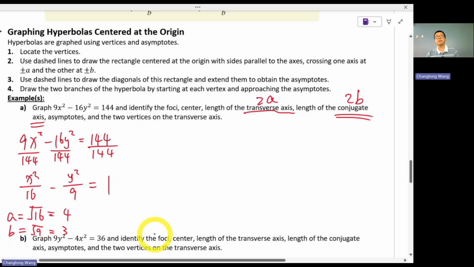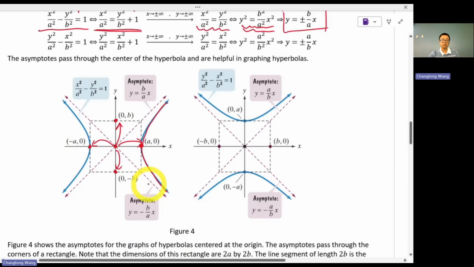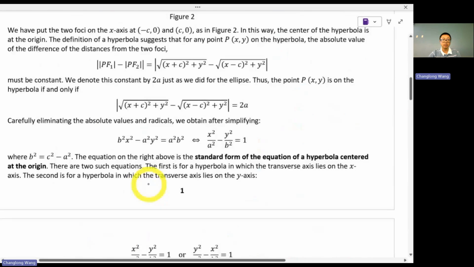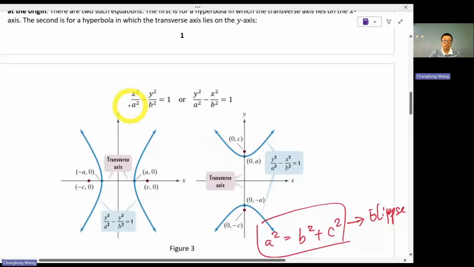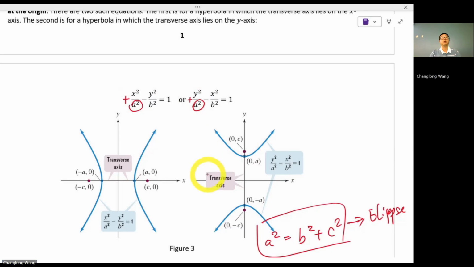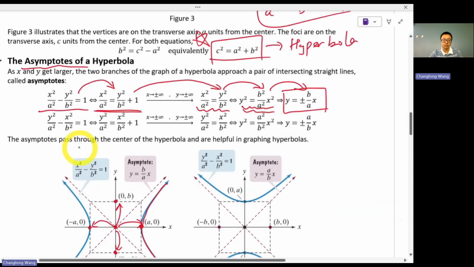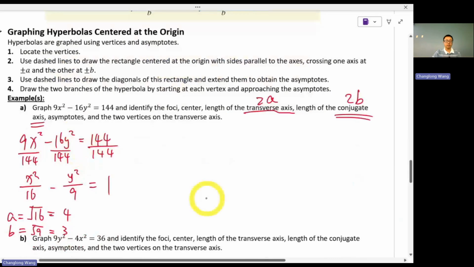No, I'm not saying a has to be positive no matter what. I'm saying that it is always that number that gets underneath the positive term. That's the one that we're going to call a squared, right? And of course, the b is going to be the one associated with the negative term. But you know that whichever term is positive tells you which way it opens, right? So please also put everything together like that.